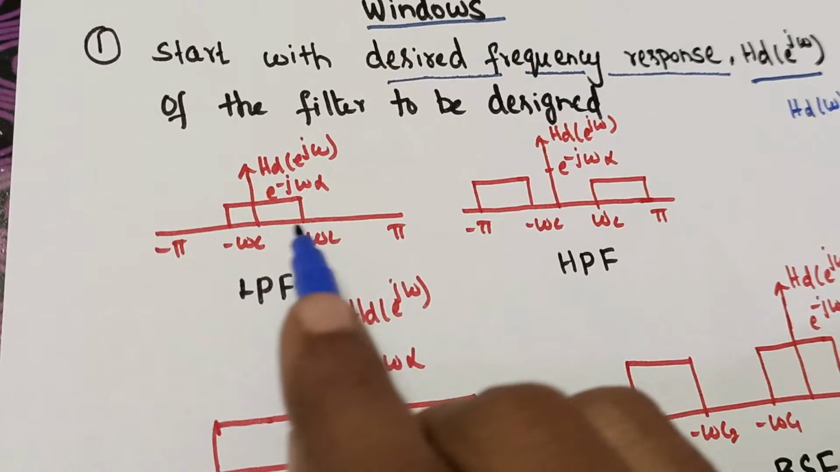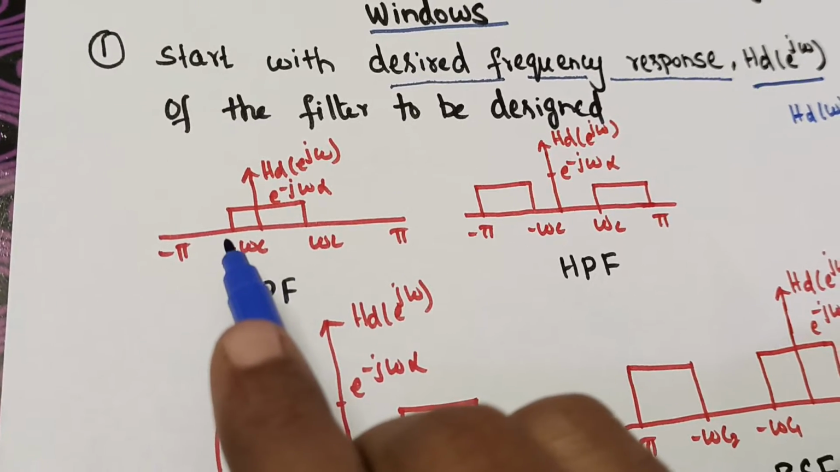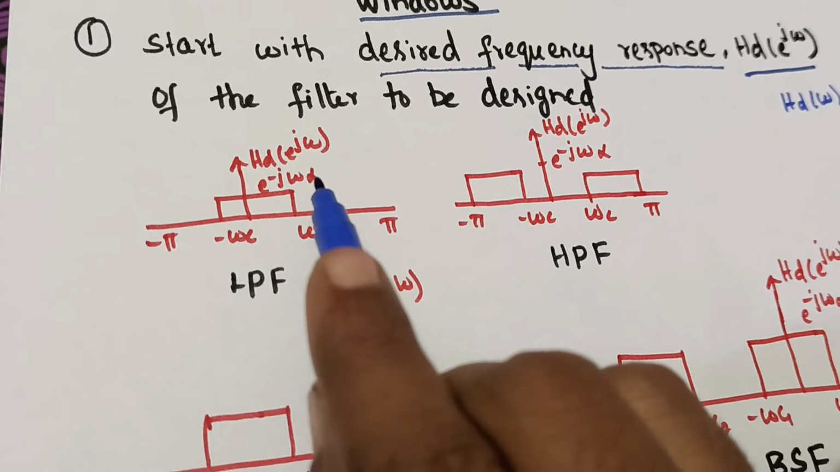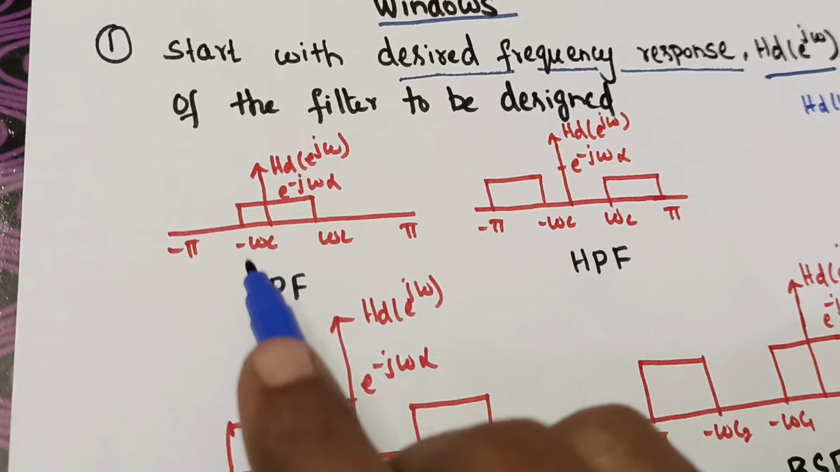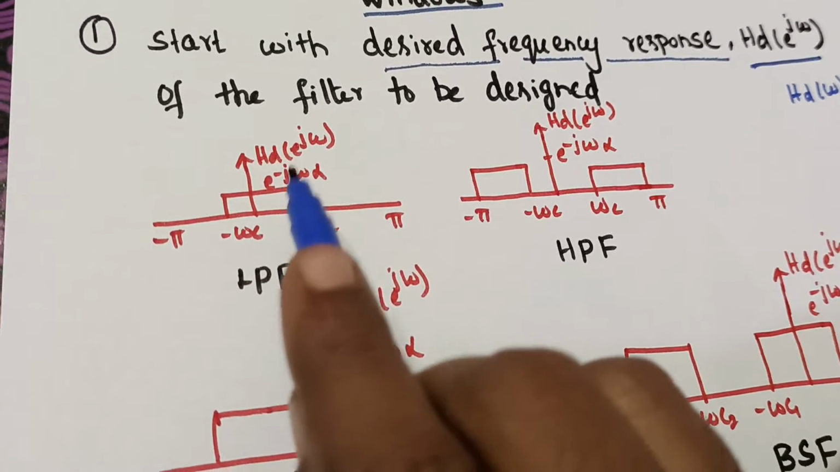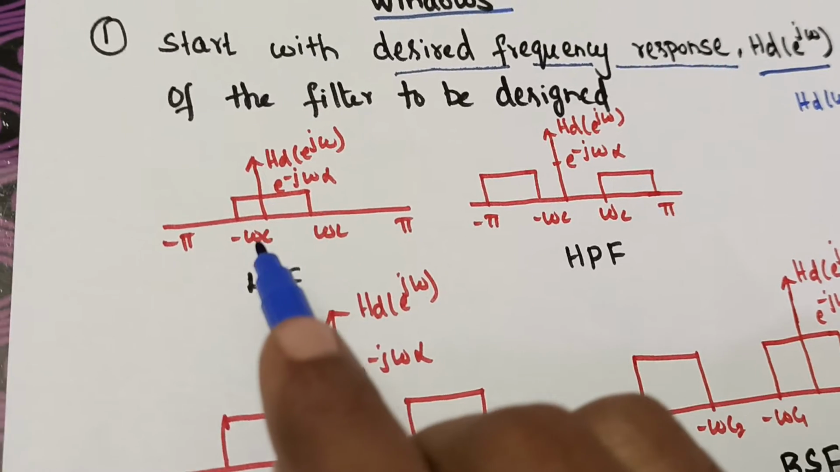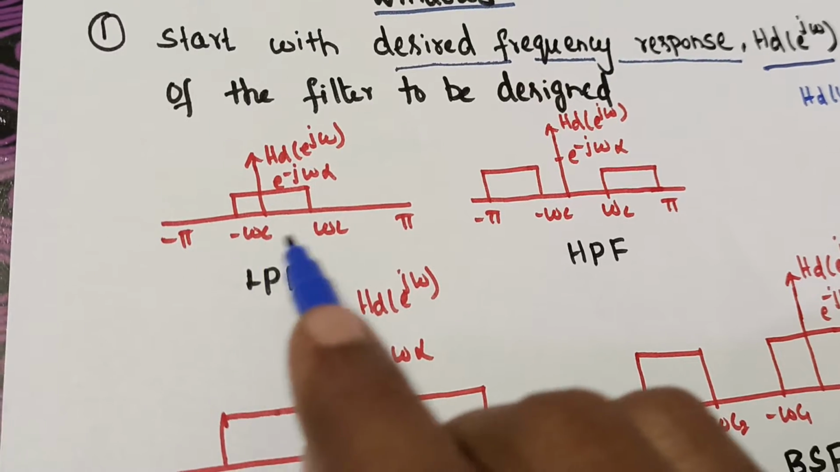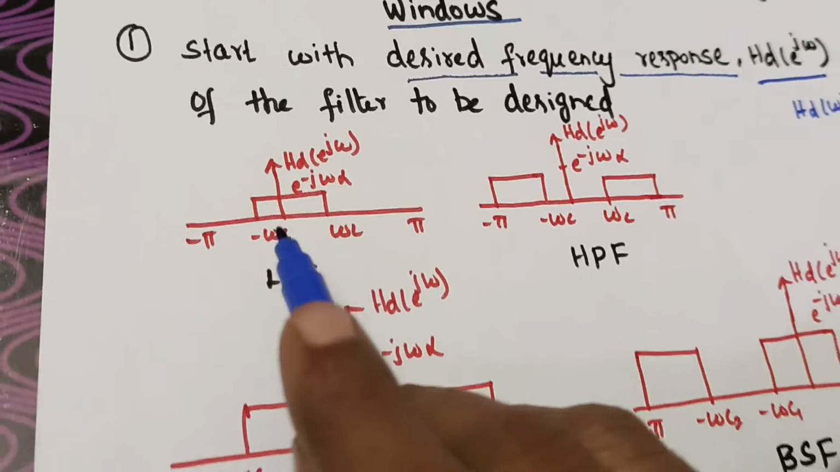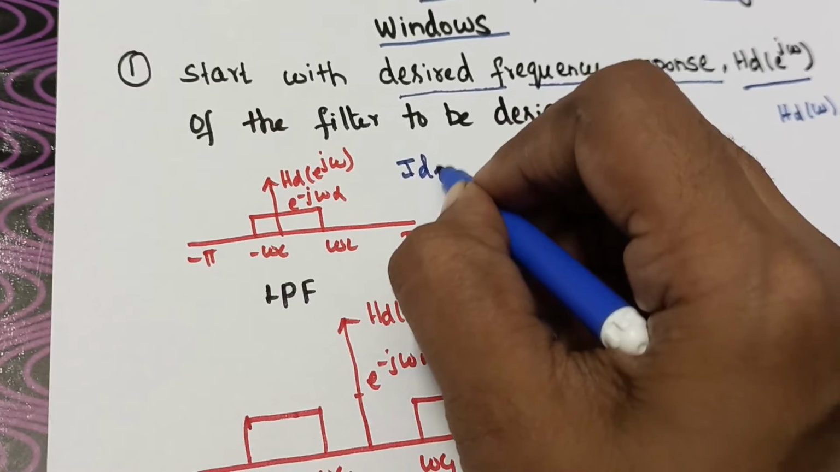This is on the positive side. Likewise, on the negative side, it remains the same. From 0 to minus omega c, its magnitude is going to be e power minus j omega alpha. So, for low pass filter, the desired frequency response HD of omega will be equal to e power minus j omega alpha in the range from minus omega c to omega c and 0 otherwise.